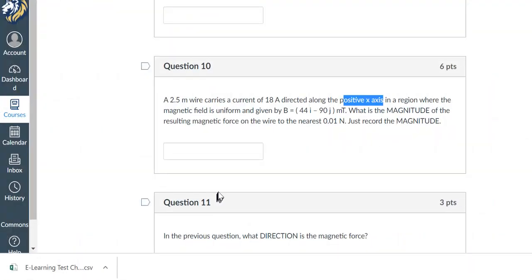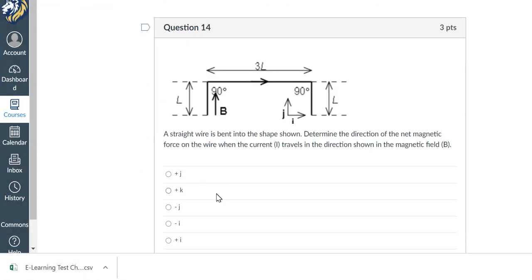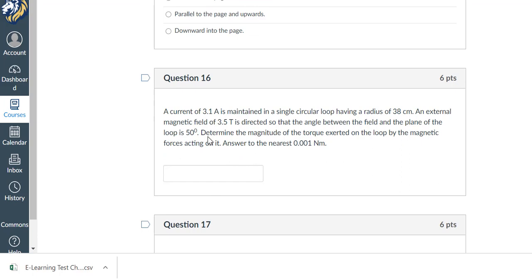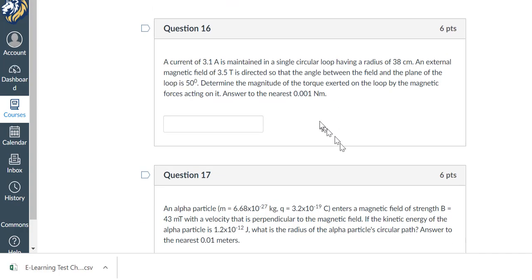All right, so let me scroll over to that. 16, okay. So it gives you current in a circular loop, gives you a radius, gives you a magnetic field. And here's the key. It says the magnetic field is directed at an angle between the field and the plane of the loop, and I think I left this 50 degrees for all of us. So these numbers might be different for you, but I think the angle was the same for all of us. Determine the magnitude of the torque exerted on the loop by the magnetic forces.